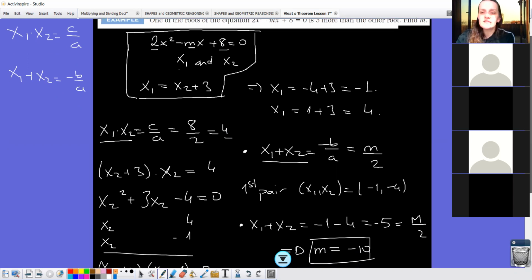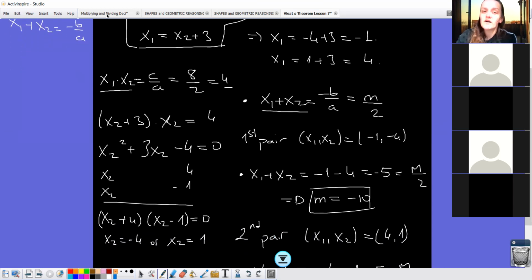Then, what is given to us? That x1 is equal to x2 plus 3. Instead of x1 here, I am writing x2 plus 3. And now I have only one unknown. Because we don't know the roots and because we don't know the b in the equation, I cannot find the roots in normal ways with the quadratic formula or factorization.